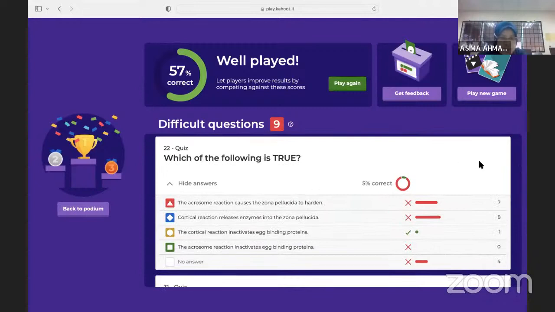Which of the following is true? The acrosome reaction causes the zona pellucida to harden. Betul ke? Acrosome reaction yang mana? Acrosome reaction yang digest the zona pellucida. Yes. Alright, the acrosome, recall the structure of the sperm cell. The acrosome contains digestive enzymes in the sperm head. The function is to digest a route at the zona pellucida so that the sperm can penetrate through. The sperm moves towards the plasma membrane of the secondary oocyte.